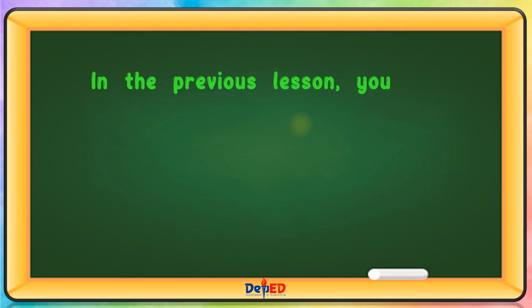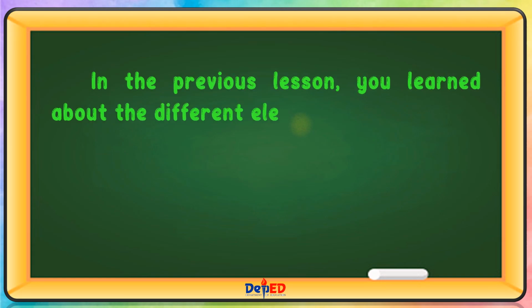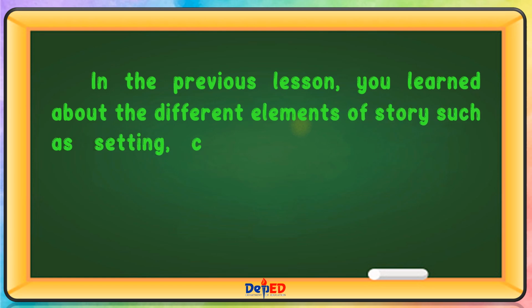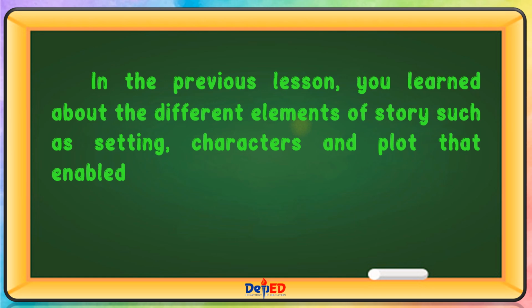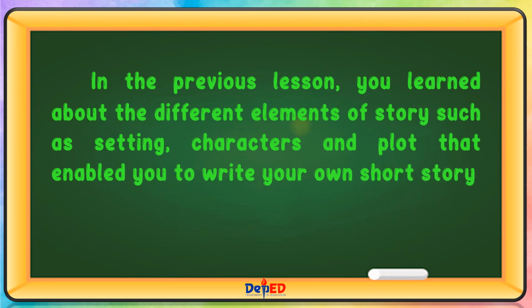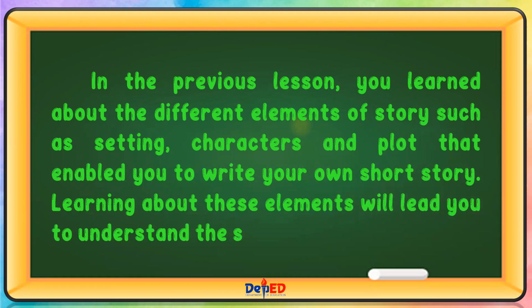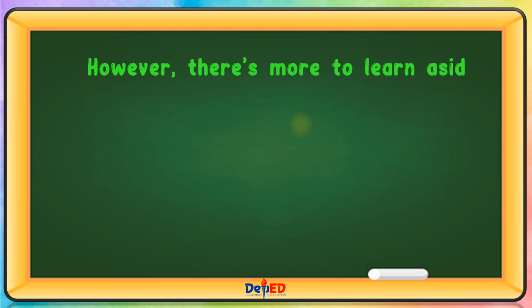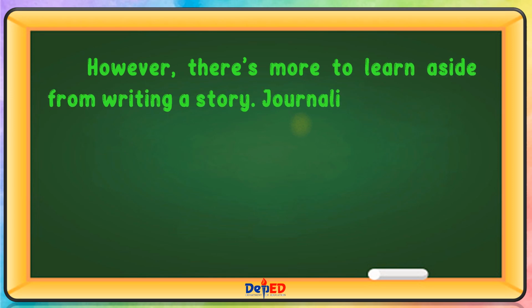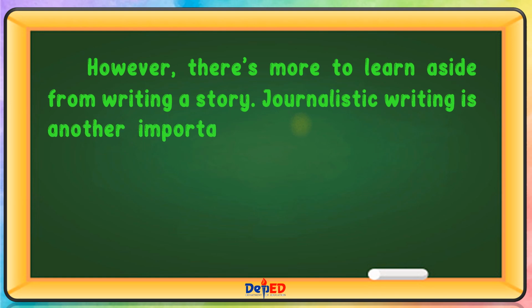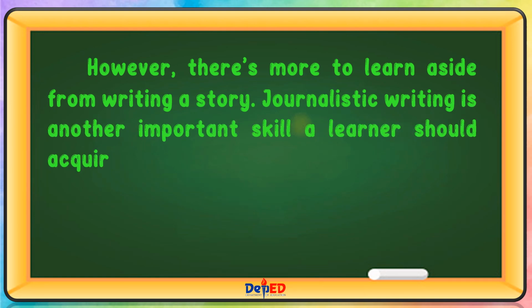In the previous lesson, you have learned about the different elements of a story, such as setting, characters, and plot that enabled you to write your own short story. Learning about these elements will lead you to understand the story better. However, there's more to learn aside from writing a story. Journalistic writing is another important skill a learner should acquire.